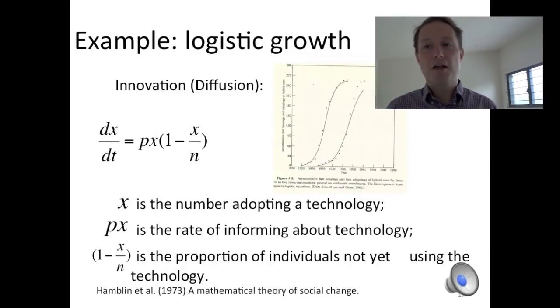My final example here is in diffusion of innovations. They've explained, for example, how seeds are adopted by farmers across a country, how drugs are adopted by doctors and so on, and you often find exactly this same type of logistic growth. So x is the number adopting a technology, px is the rate of informing about that technology, and then 1 minus x over n, well, once those people have already adopted the technology, then it can't spread anymore. So the important point to take away from all of this is that the same simple explanation can be used in a lot of different situations.